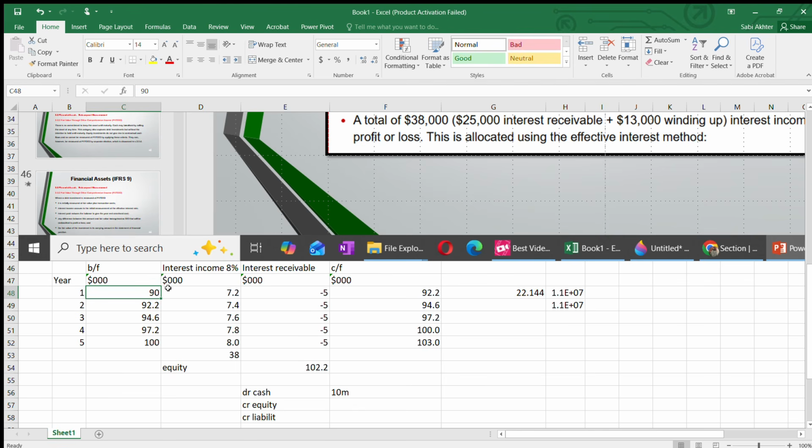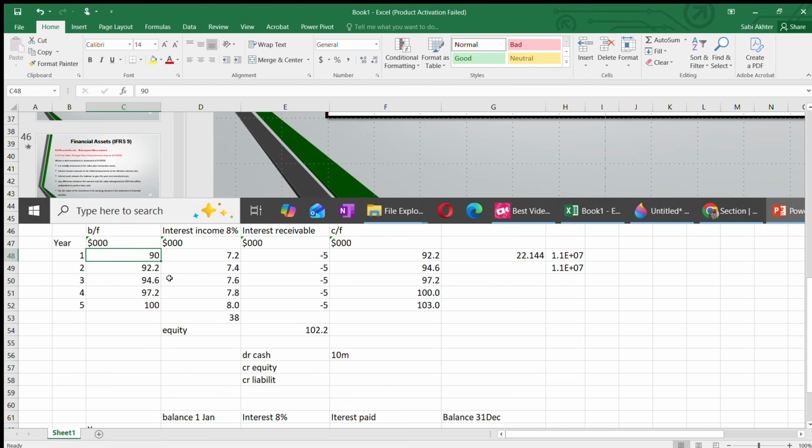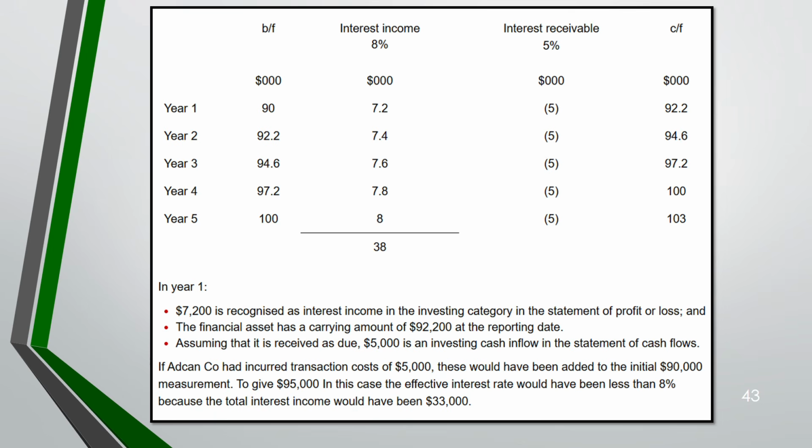So now that's it for this question. So this is the solution for example 4. As you can see, when you add up the interest income, which is at the effective rate, it is 38, which we have earlier also got as 38,000. So this 7,200 is interest income, which will go in the investing category in your statement of profit and loss. Your financial asset will be carried at 92.2, and this 5,000 will go in the investing cash inflow.